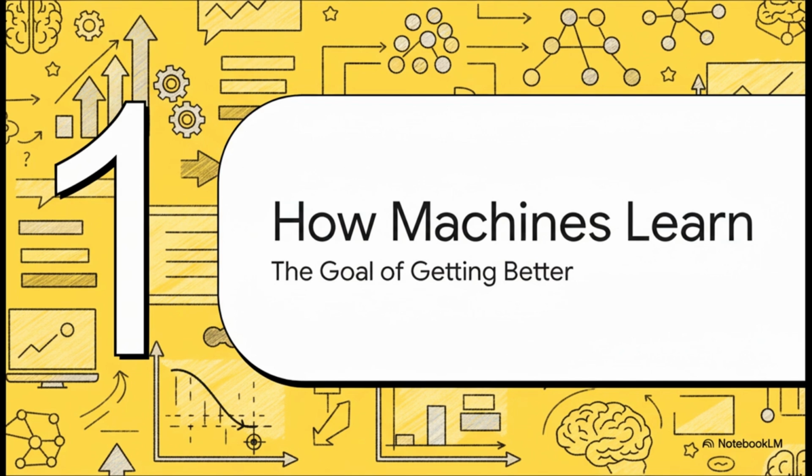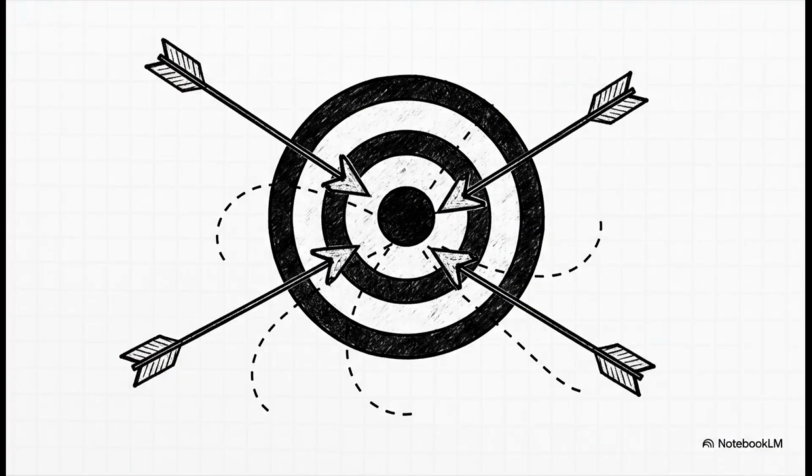Okay, first up, how machines learn. We've got to figure out what it even means for an AI to get better at something. What does improvement actually look like? When you boil it all down, the goal is just super simple. It's all about minimizing mistakes. That's it. So whether an AI is trying to spot a cat in a picture or guess tomorrow's stock price, every single wrong guess is a mistake. The whole point of learning is just to make those mistakes smaller and smaller.